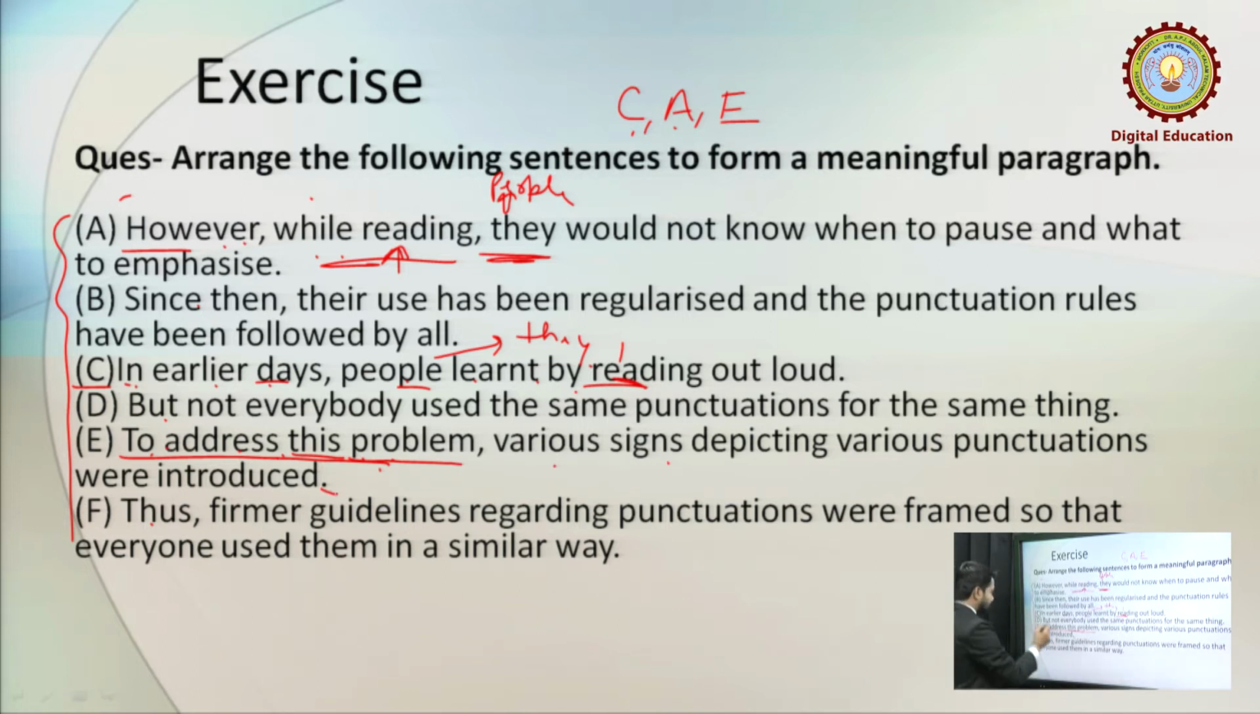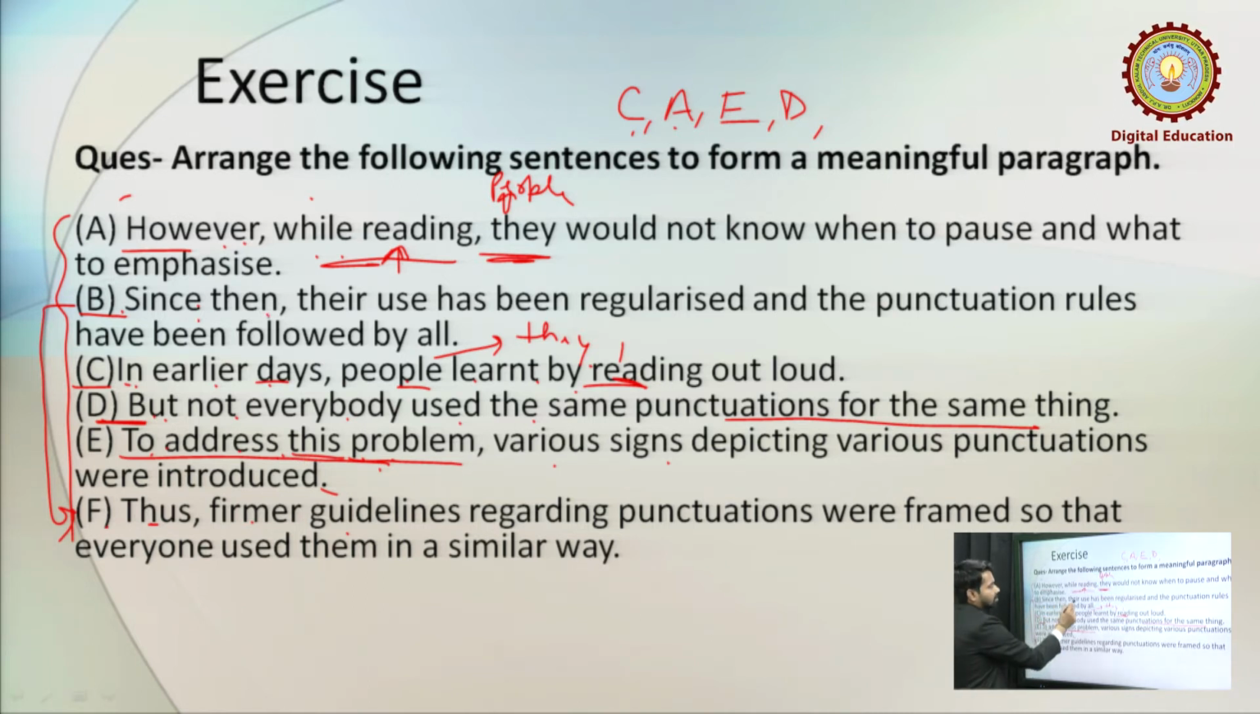Next we have: but. There arises another problem, but not everybody used the same punctuations for the same thing. This is another problem. D. Now, next we have only two sentences remaining. The first one is B, since then, and the last F, thus firmer guidelines regarding. What is going to be the fifth sentence? Whether it is B or whether it is F. You just read and you will get a clue.